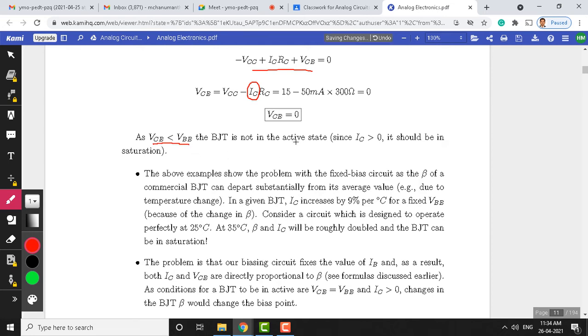Earlier, in the previous problem with beta equal to 100, VCE was 7.5 volts, which was greater than VBE. So, we said that the transistor was in active mode. But now look here, in this case VCE has reduced to 0 and that is less than the base emitter voltage. Now, the BJT switches from the active state, but it is not cutoff, since IC is larger than 0. Since IC is greater than 0, it should be in the saturation region. So, the transistor moves to saturation here. So, that is a problem here.